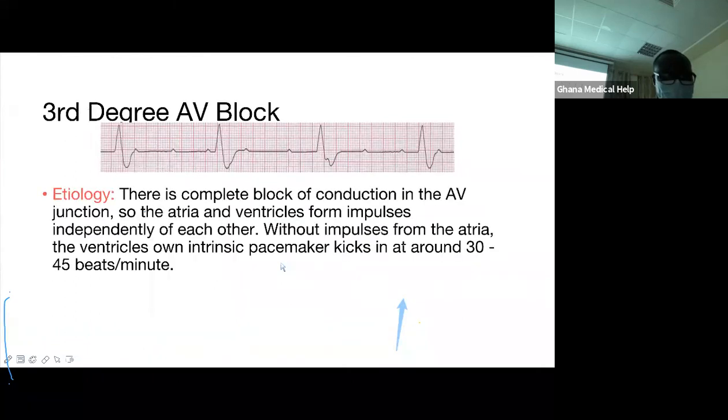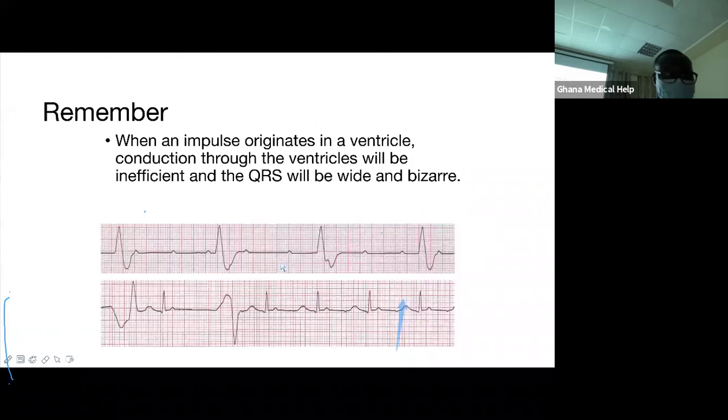So typically with the complete heart block, there's complete blockage of the conduction from the AV node. Remember that when an impulse originates from the ventricle to the ventricles, the QRS complex will be bigger, like we have already talked about.